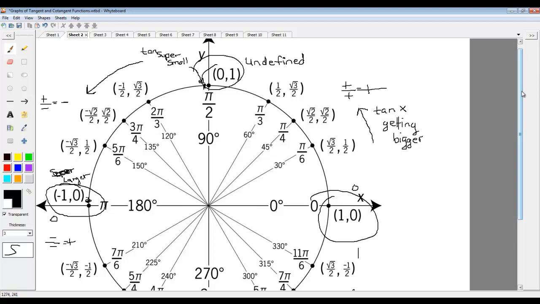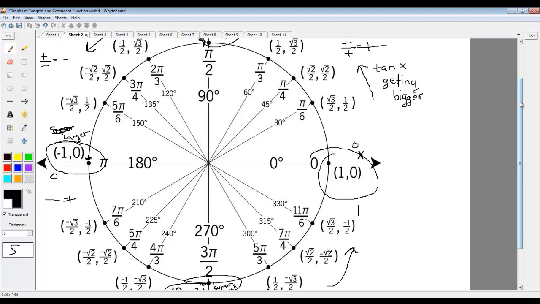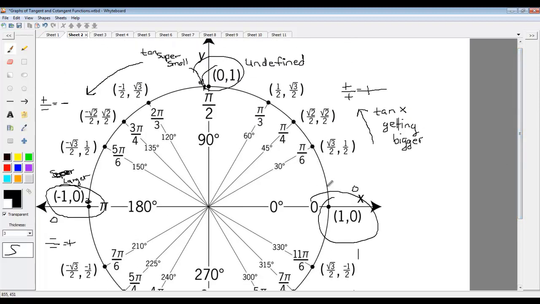But notice that it goes from being undefined here at 3 pi over 2. It gets bigger and bigger and bigger. Starts out right after undefined, starts out teeny tiny. In other words, actually starts out at negative infinity. Gets bigger and bigger and bigger, goes through the x-axis there at 0. Then keeps climbing, getting bigger and bigger and bigger until we get to pi over 2 where it's undefined. And then that whole process starts over again.